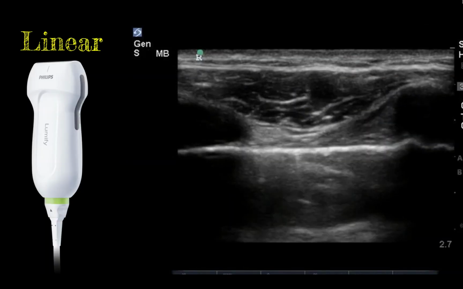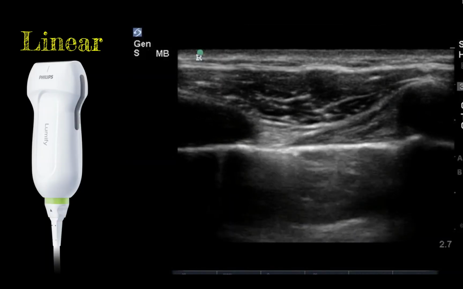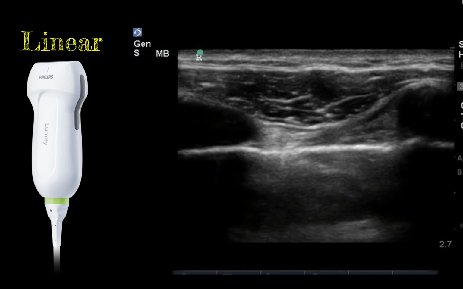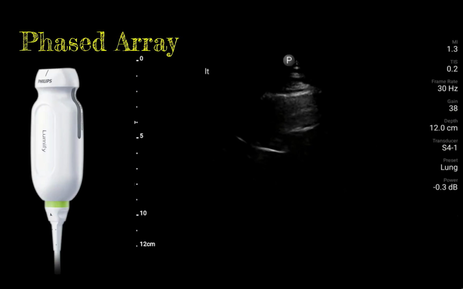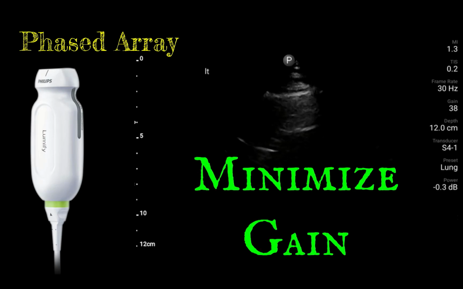So far, I've been showing you these beautiful pictures with the linear probe, but what will they look like with the phased array probe? Most of the time, you will be able to see sliding reasonably well just by putting the probe in the same location. Note that the gain here is quite low to make sure that you aren't overexposing the pleural line and can actually visualize that sliding. So the first key with the phased array probe is to minimize your gain.